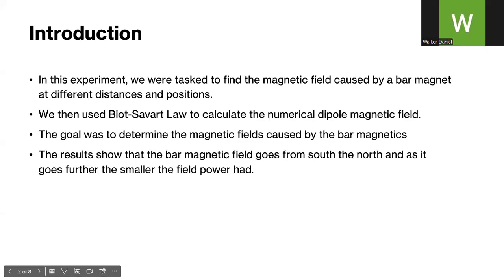In this experiment, we were tasked to find the magnetic field caused by the bar magnets at different distances and positions on an XY axis. We then used the Biot-Savart law to calculate the numerical dipole magnetic field. The goal was to determine the magnetic fields caused by the bar magnets. Results show that the bar magnet's field goes from south to north, and the further it goes, the smaller the field power.